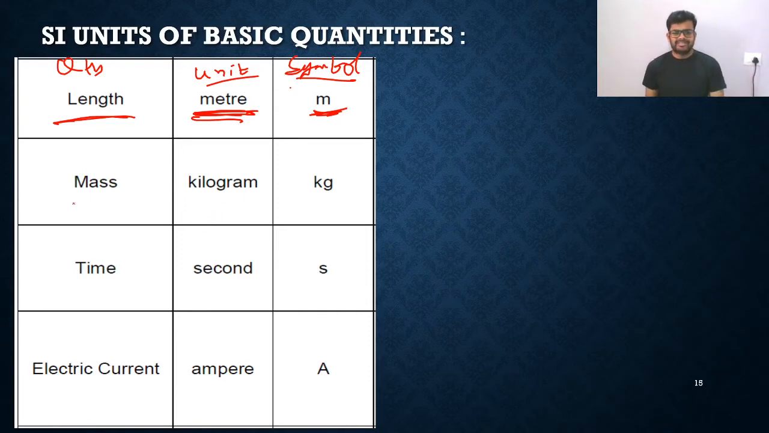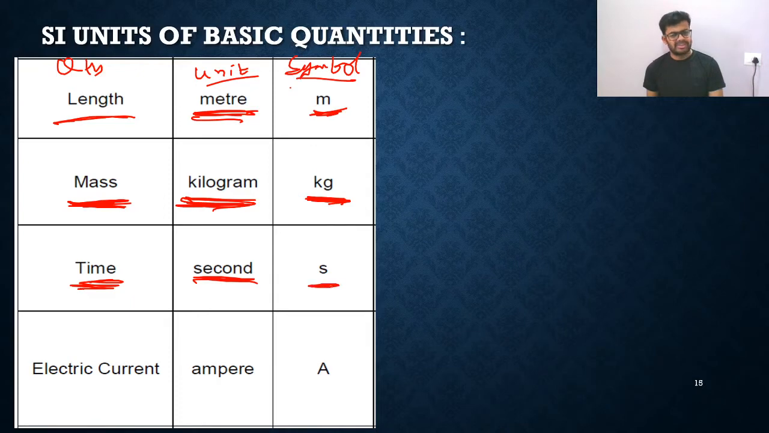Next, mass. The unit of mass is kilogram and its symbol is kg. Next, time. Time is the third fundamental quantity, its unit is second and it's represented as s. So just remember simply the basic fundamental quantities and their units and their symbols.